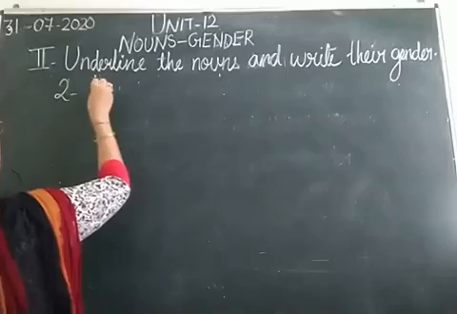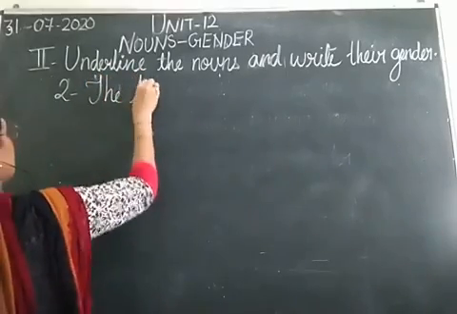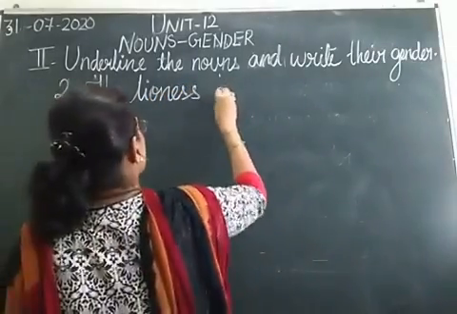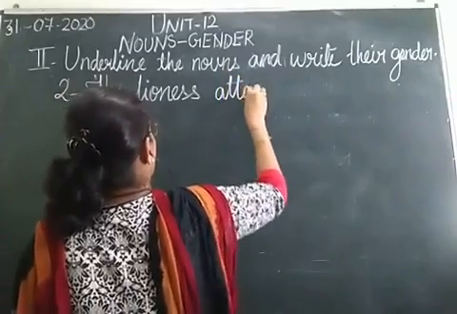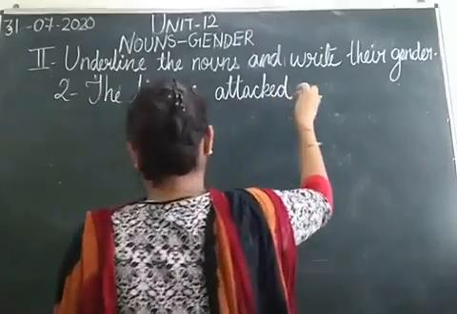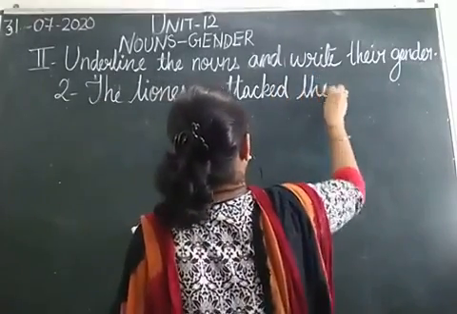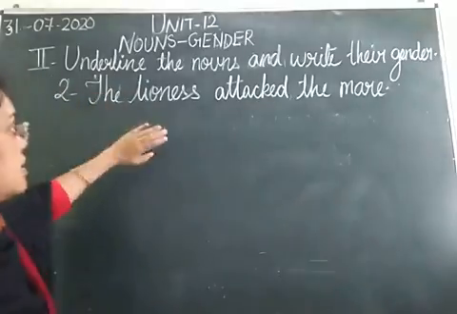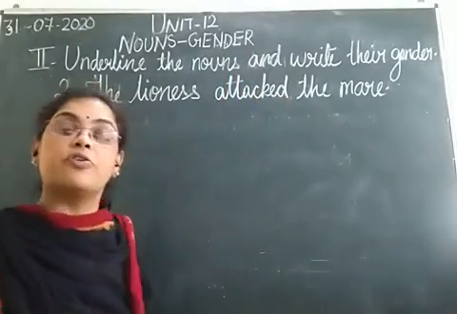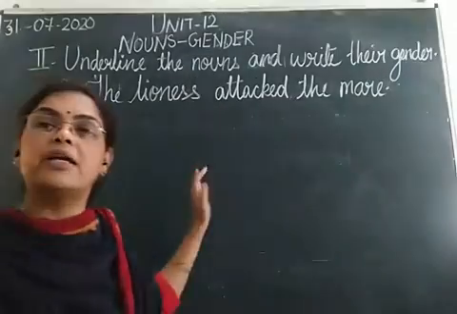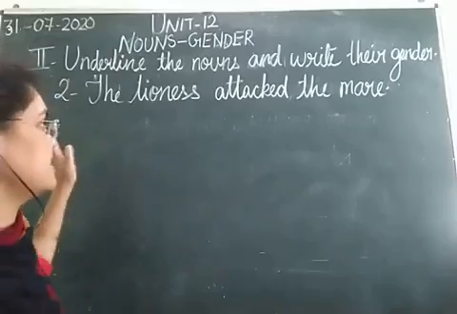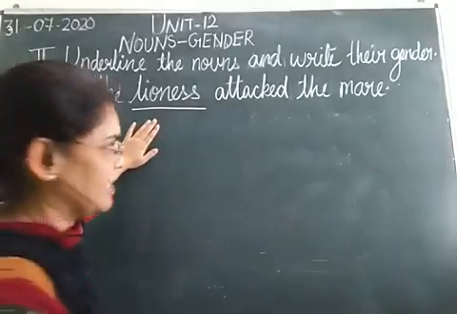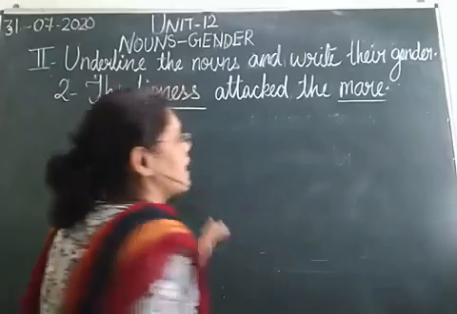The second is the lioness attacked the male. Students, the second sentence is: the lioness attacked the male. So first what we have to do? We have to identify and underline the nouns in this sentence. Our first noun is lioness, and the second noun is male.